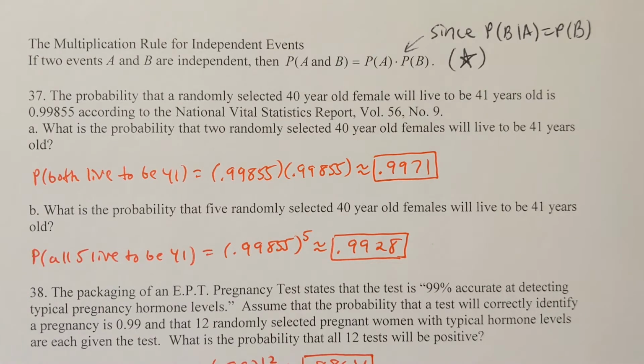Okay, we're in section 11.3 here, and I'm going to do some more of that section. So the next thing to talk about is the multiplication rule for independent events. And that says if two events A and B are independent, then the probability of A and B is equal to the probability of A times the probability of B.